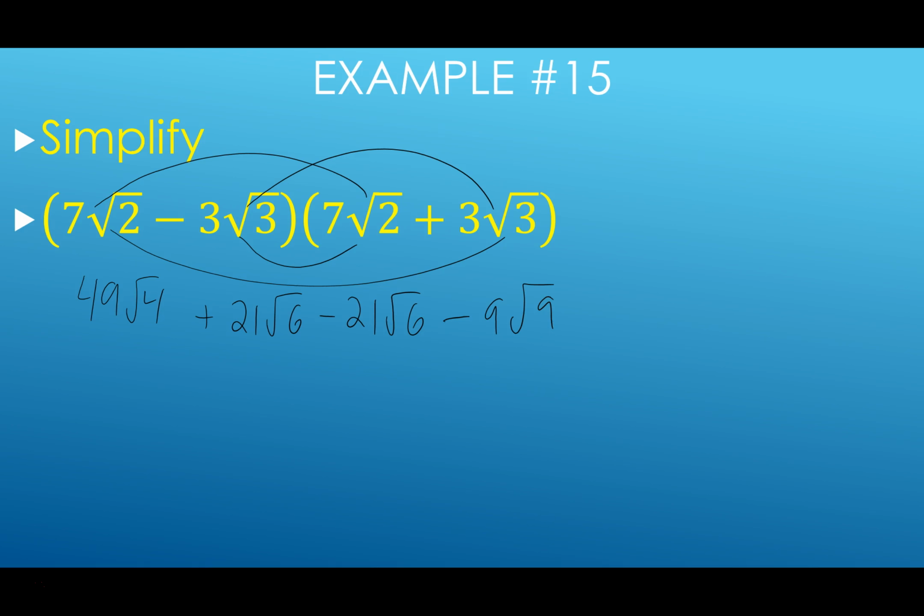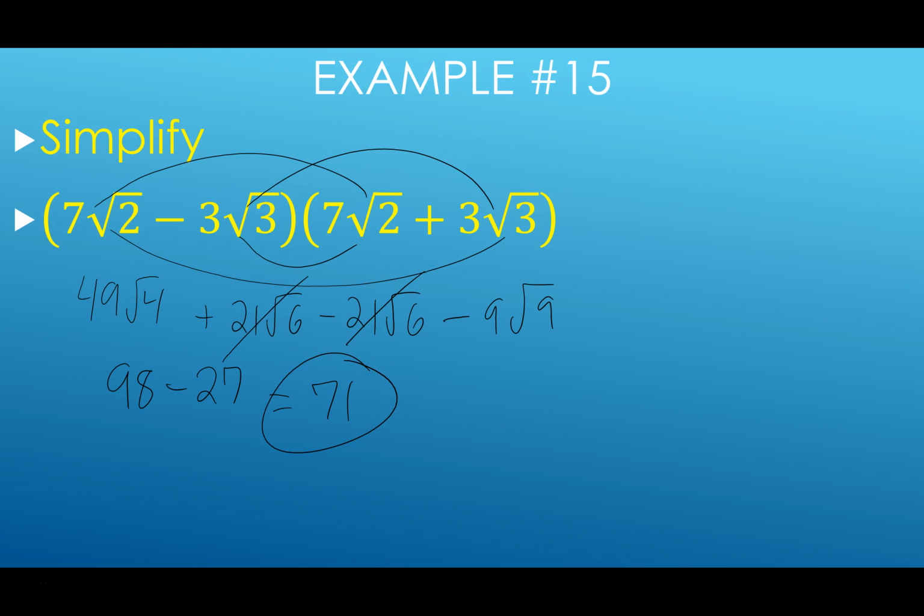Well, the square root of 4 is 2. So 49 times 2 is 98. 21 radical 6's, one's positive, one's negative, so they cancel. And then radical 9 is 3, so 9 times 3 is 27, so it's minus 27. And then since there's no radicals left, we can actually subtract that, and we get 71.